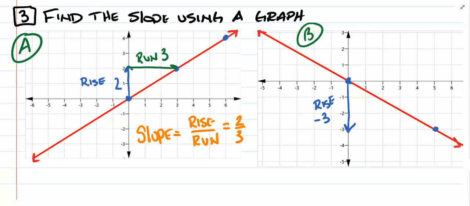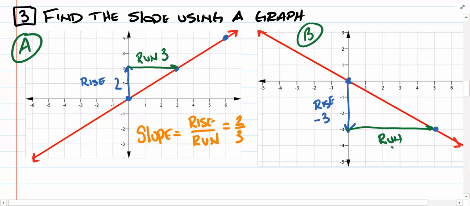And then I want to figure out the run. So that would be how far this way do I go? Well, that would be 1, 2, 3, 4, 5 units. So this would be my run, and this would be 5 units. So therefore, the slope of this line would be the ratio of the rise to the run. Rise to run. Therefore, the slope, of course, is negative 3/5.